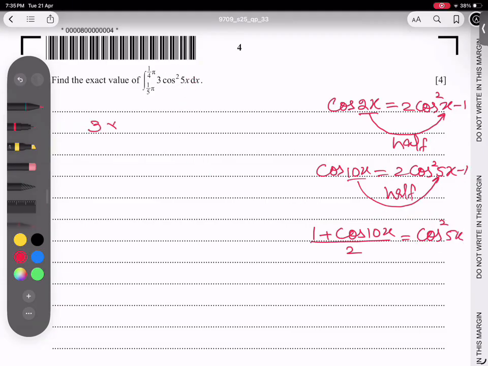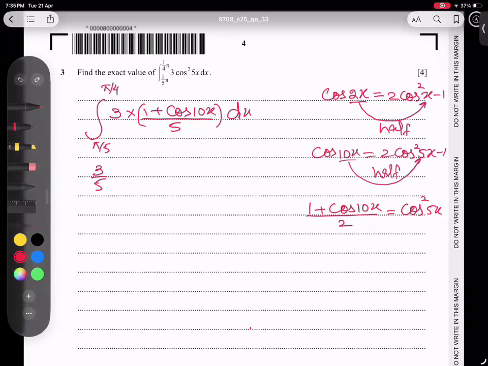Now check it, students, this cos square 5x is totally matched. So 3 is already available. This complete value I'm bringing here: 1 plus cos 10x divided by 5, put in a bracket, and the question is ready for integration now. Okay, and dx here. And now this number 3 and 5 will go outside to make the question easier. 3 over 5. And I'm writing finally here 1 plus cos 10x and dx. And the limit is pi by 5 and pi by 4. I think this point is clear.